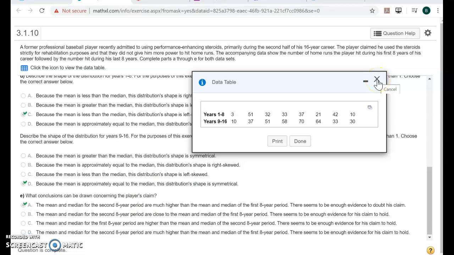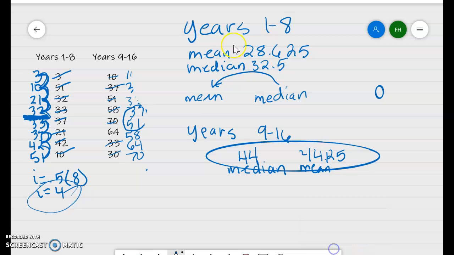Now for the last part, remember he's claiming that the steroids that he used to rehabilitate himself didn't affect his home runs. Like it didn't make him a better player. Let's look at the data here. Let's compare years 1 through 8 and years 9 through 16. I pretty much could look at it and tell that, yes, he's doing way better in the last 8 years. But if you want to look at the numbers, look at the numbers here.